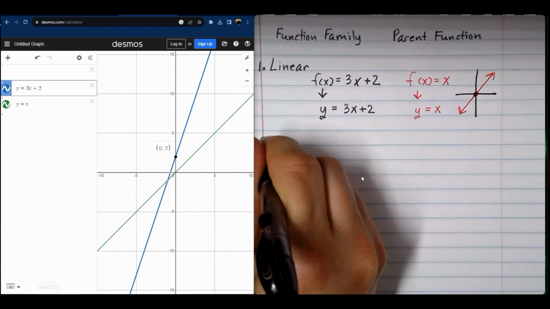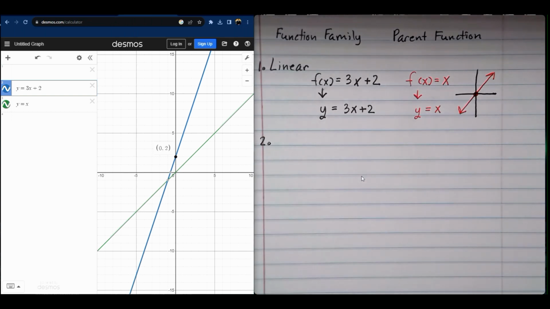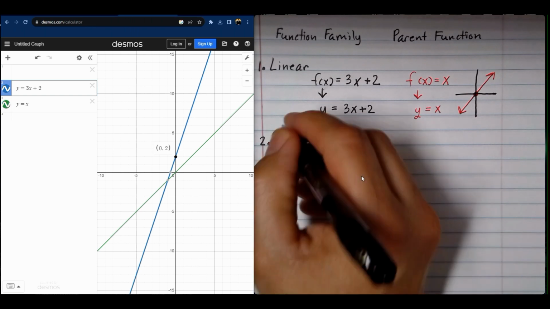And let's go to another one. So the next one we're going to talk about is what I would like to call quadratic, because that's another one that you just dealt with in Algebra 1. And so I'm going to write the word quadratic.